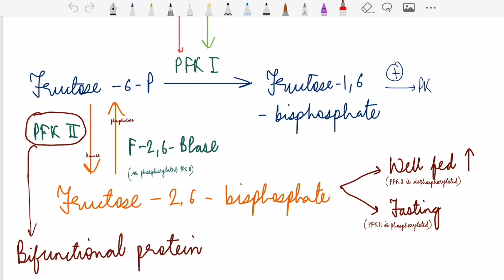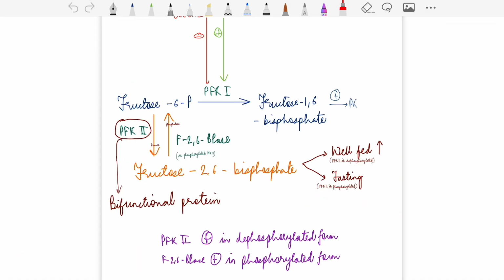Okay, so one more point: phosphofructokinase 2, in its kinase form, is known as PFK2 only, and in the phosphatase form it is known as fructose 2,6-bisphosphatase or phosphorylated PFK2. So this was a very important concept.